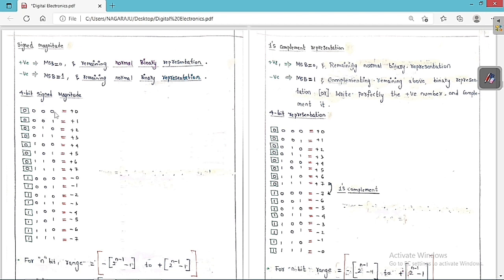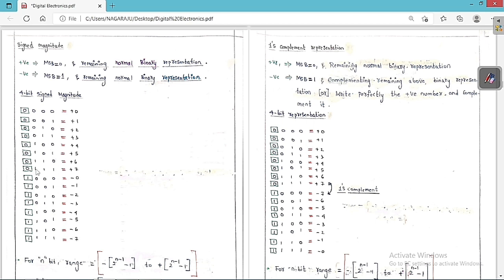Then 000 indicates 0, 001 is 1, 010 is 2, 011 is 3, 100 is 4, 101 is 5, 110 is 6, and 111 is 7. For the first group the MSB is 0, so they are positive. Similarly, in the second group 000 is 0, 001 is 1, 010 is 2, 011 is 3, 100 is 4, 101 is 5, 110 is 6 and 111 is 7, but there is a 1 in the sign bit, so they are negative numbers.